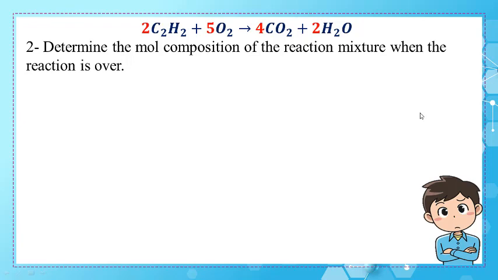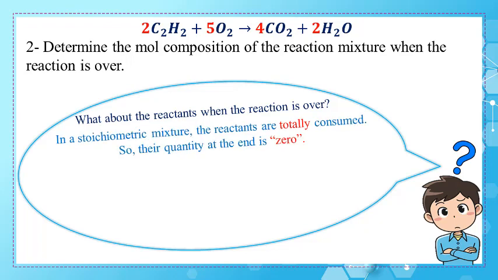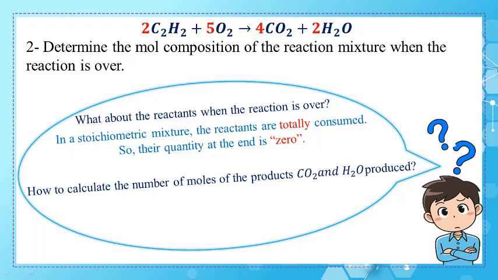Let's determine in part 2 the mole composition of the reaction mixture when the reaction is over. What about the reactants when the reaction is over? In a stoichiometric mixture, the reactants are totally consumed, so their quantity at the end is 0. How to calculate the number of moles of the products produced? By applying stoichiometric ratios using the ratio of any reactant.